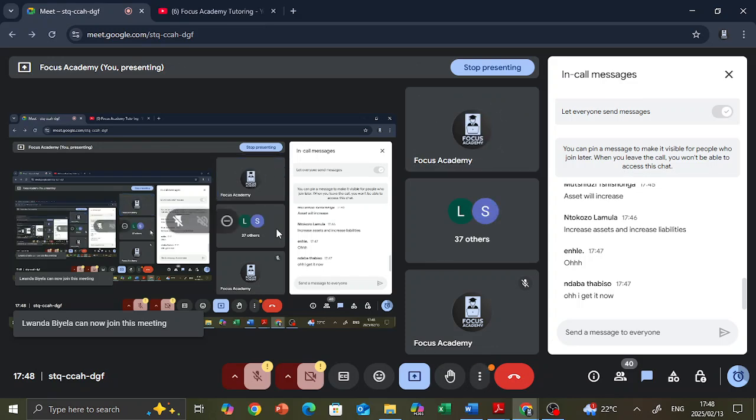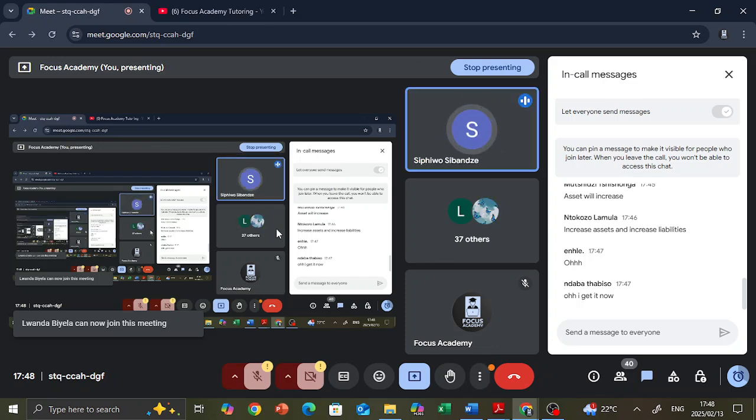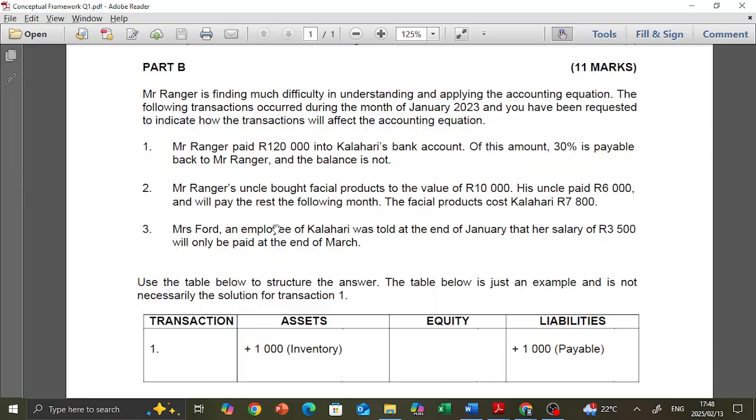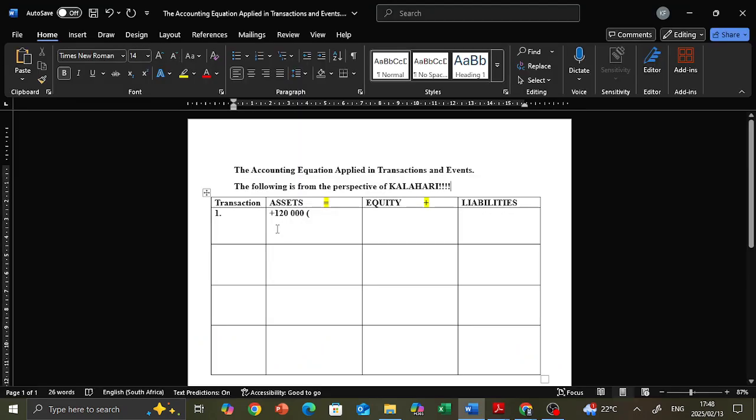I can. I'm saying, so Mr. Ranger's basically making a contribution. Yes. And what do we call owner's contribution? Someone in the chat or you who is speaking? Is it share capital? Yes, it's capital. Share capital, yes. Okay. So he's putting capital into his business. Let's go. So it's one plus 120,000 in Kalahari.